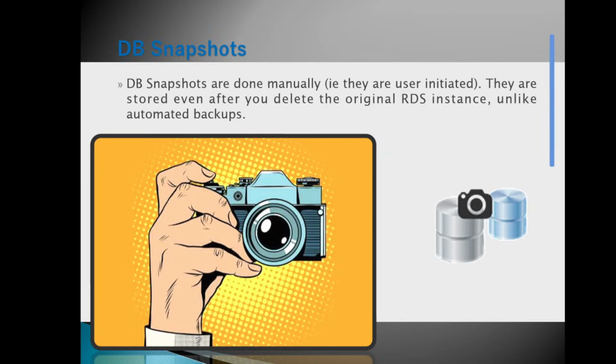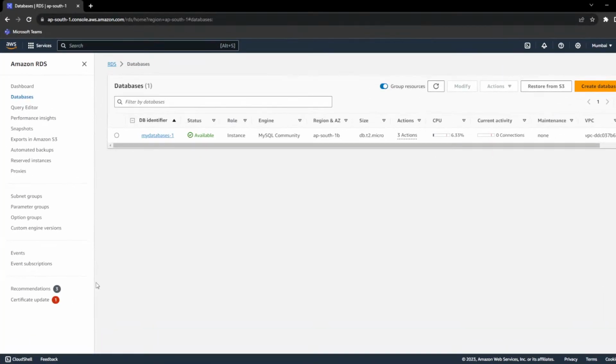DB snapshots are done manually, that is, they are user initiated. They are not automatic backups. It's not on a regular basis. They are stored even after you delete the original RDS instance, unlike the automatic backup. Okay, so let's say you want to do some activity. Right now, I'm doing some activity.